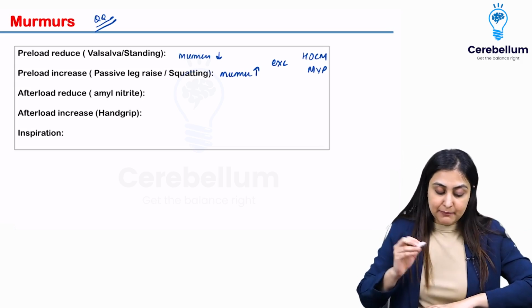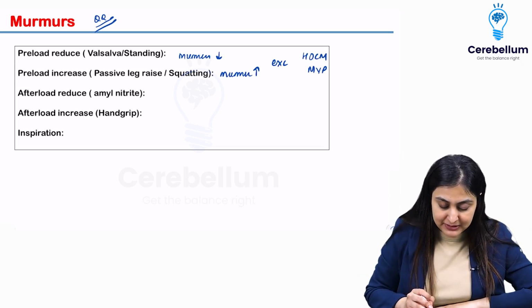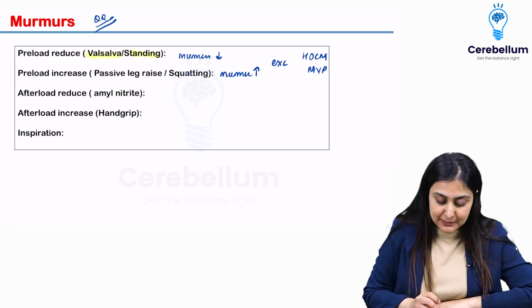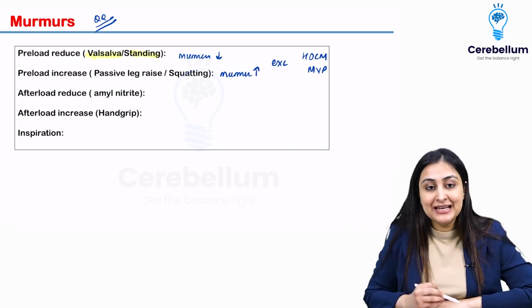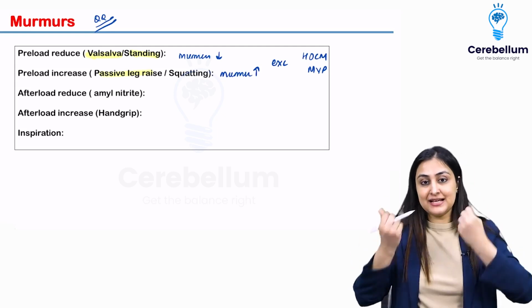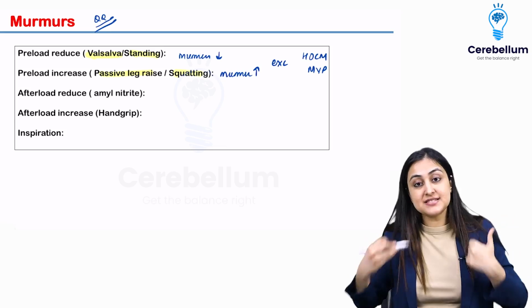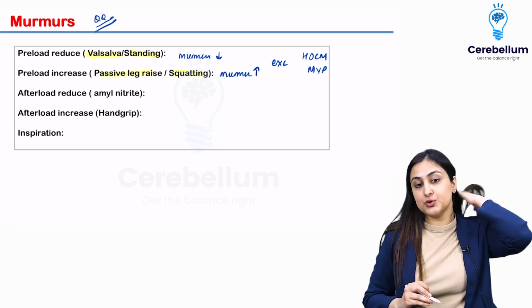So, this is it. Preload reduction, how can it be done? It can be done by standing. It could be done by Valsalva maneuver. How do you increase the preload? By passive leg raise, suddenly a lot of blood comes. Squatting, suddenly lots of blood comes. So, these are the maneuvers.